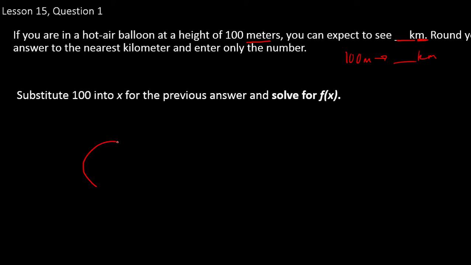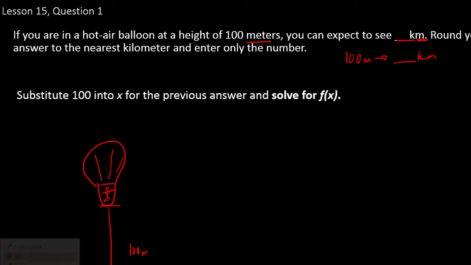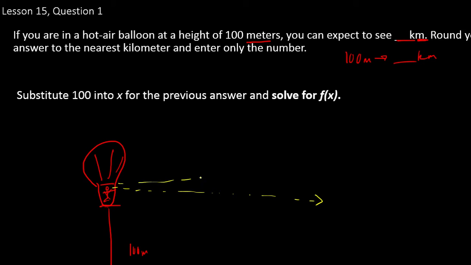So this is describing a height that we're at, right? So we have this hot air balloon, little basket, little guy in it. We have this hot air balloon that's at a height of 100 meters, and we want to know how far this guy is going to be able to see. How far out is he going to be able to see? So, yes, these two are related, but in no way are they the same number.